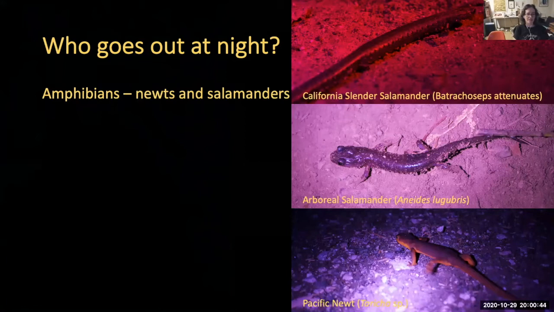But it's not just the invertebrates that go out at night. We have some really cool vertebrates that we might find when we go for a night hike. Some of our favorites are the amphibians. We might see a California slender salamander, which might look like an earthworm. But if you look closely, you see tiny eyes and tiny legs, and these are amphibians.